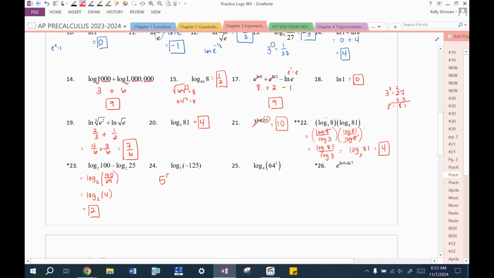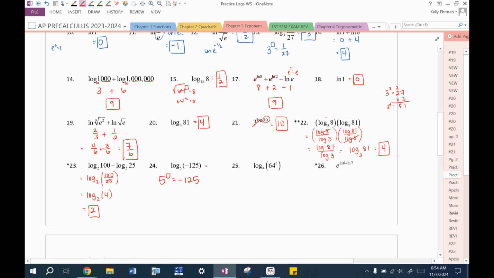5 to what power equals negative 125? It's not 3. That would be positive 125. It's not negative 3. That would be 1 over 125. It's not 1/3. That would be the cube root of 5.